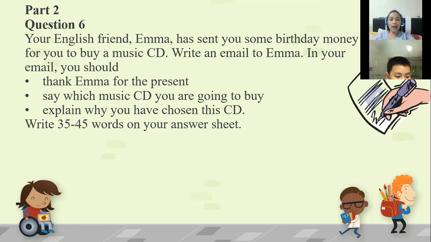You're going to write an email to Emma. In your email, you're going to thank Emma for the present, which is the money. And you're going to say which music CD you're going to buy. And you're going to explain why you have chosen the CD. Okay? Oh, sorry. Hi, Emma. Oh, can I chat it?